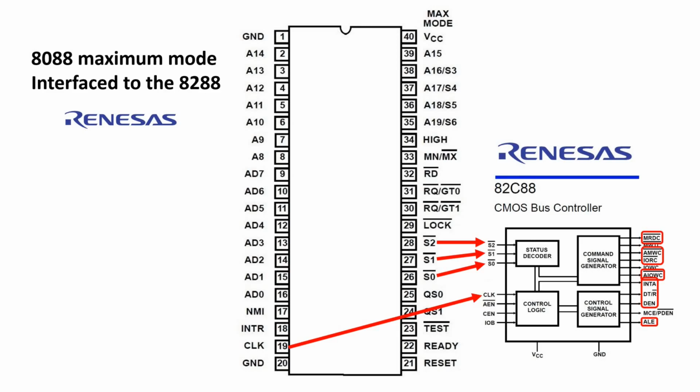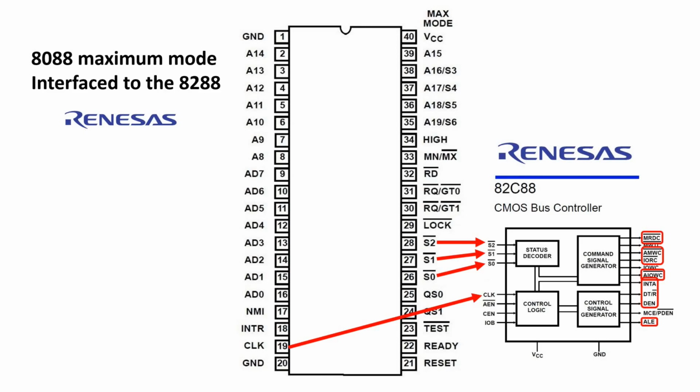The strobes MRDC, IORC, AMWC, AIOWC and INTA are all 2 cycles long. And INTA is the interrupt acknowledge, which previously came from the CPU in minimum mode. The strobes MWTC and IOWC are only 1 clock cycle long and so are not commonly used. ALE is the equivalent of the same name pin in minimum mode, which was on the CPU.